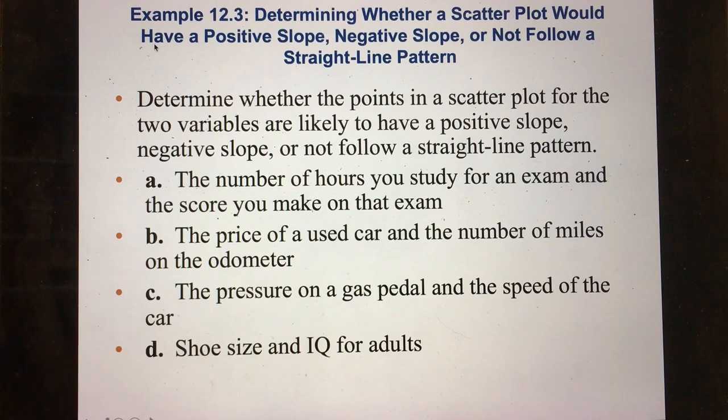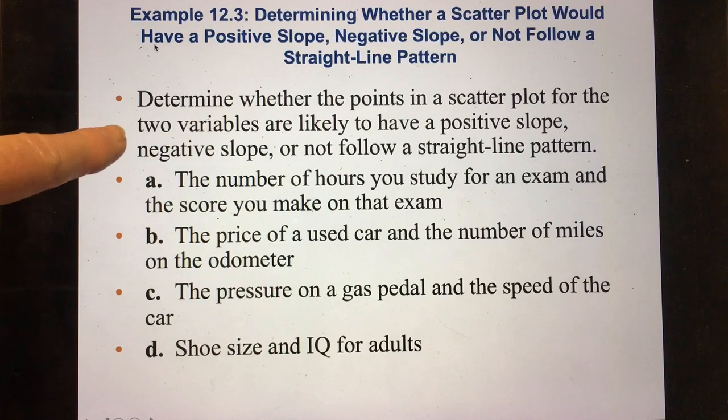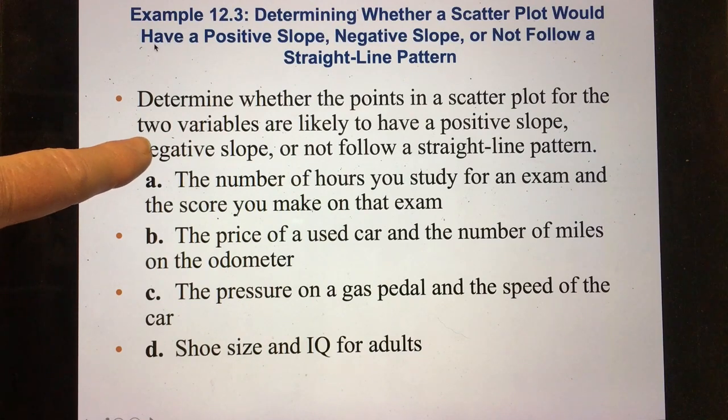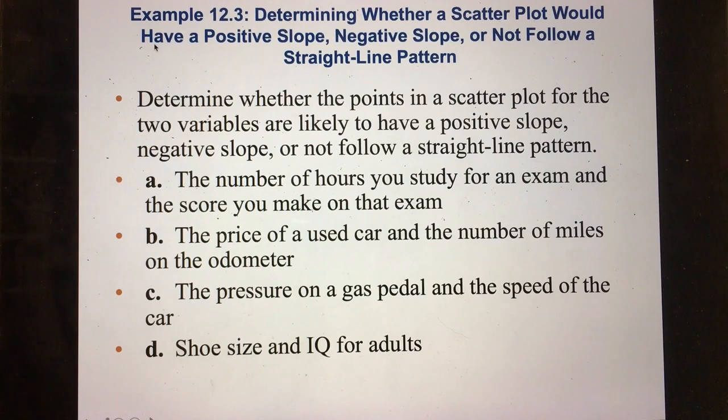So let's look at some examples. Determine whether the points in a scatter plot for the two variables are likely to have a positive slope, a negative slope, or not follow a straight line pattern. The number of hours you study for an exam and the score you make on that exam. Well, hopefully the more hours you study, the more likely you are to get a high grade. As your study time goes up, your grade on the exam will hopefully go up. So that's a positive correlation and a positive slope, a positive linear correlation. So we would expect positive.